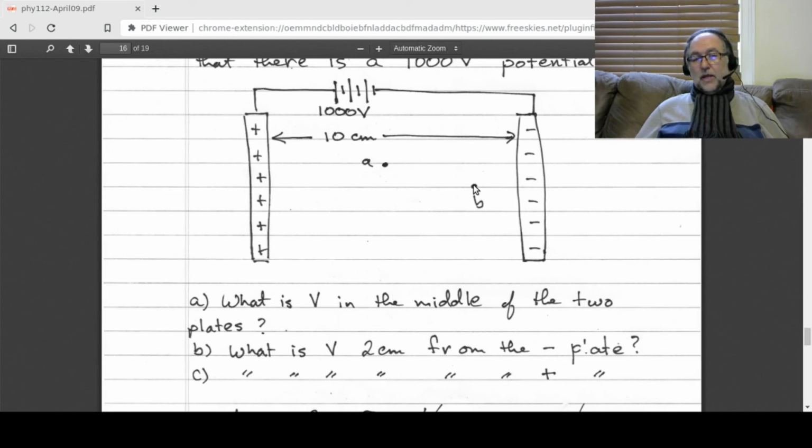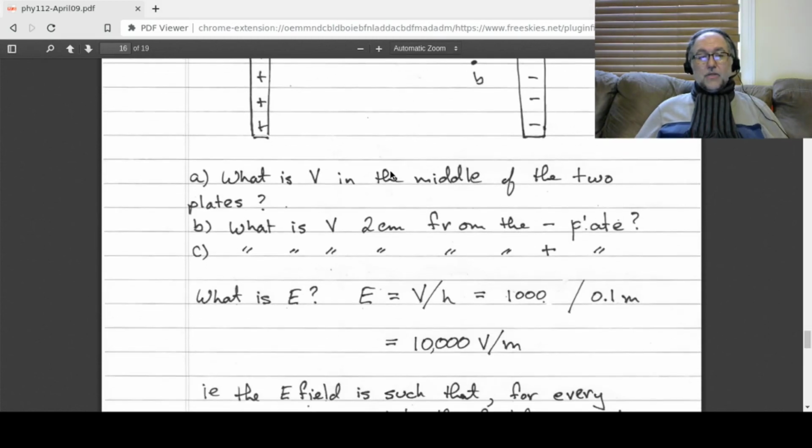I'm just trying to indicate here that point B is 2 centimeters away from the negative plate. I didn't put C here, but I could ask the same question: what is the voltage 2 centimeters away from the positive plate? Or I can ask what's the voltage at any point between these two plates. So how do you answer that?